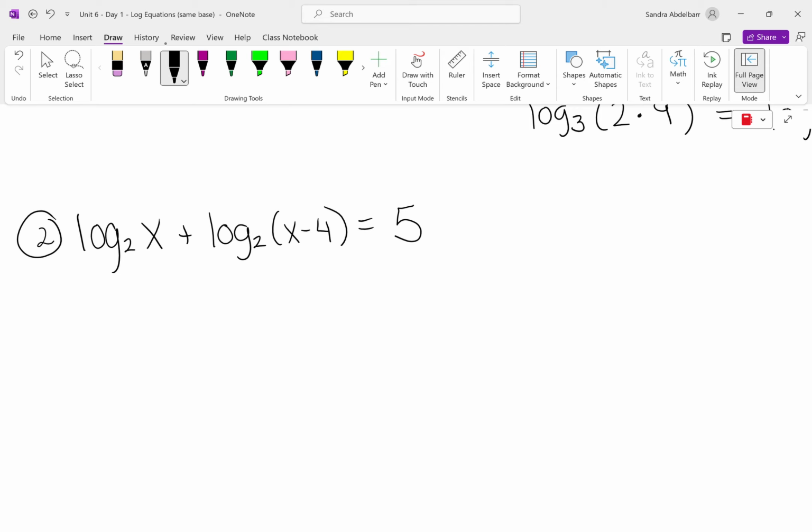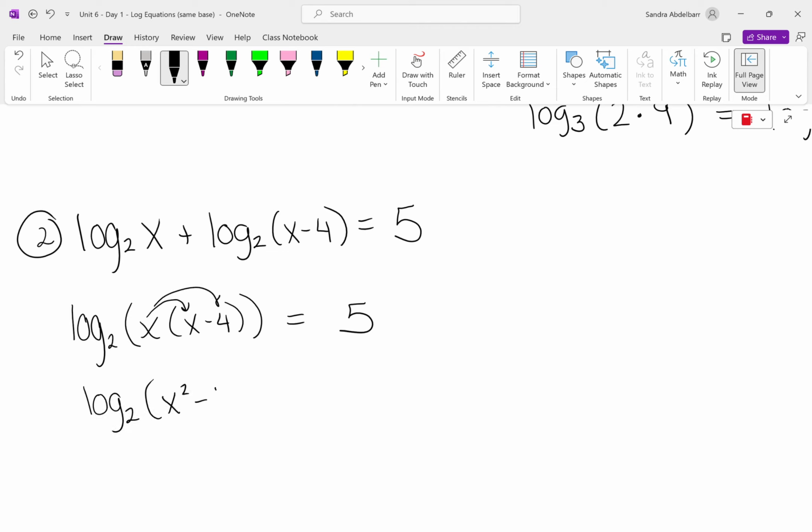On the left side, I'm going to condense this down to 1 log. When I condense it down, it's going to be log base 2, and I'm going to have x times the quantity of x minus 4 equals 5. I turn the log addition into multiplication. I'm going to now distribute in that x, so now I am log base 2 of x squared minus 4x equals 5.